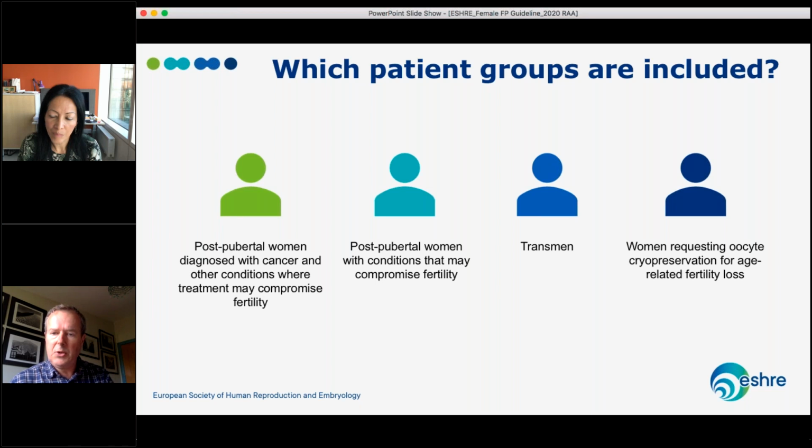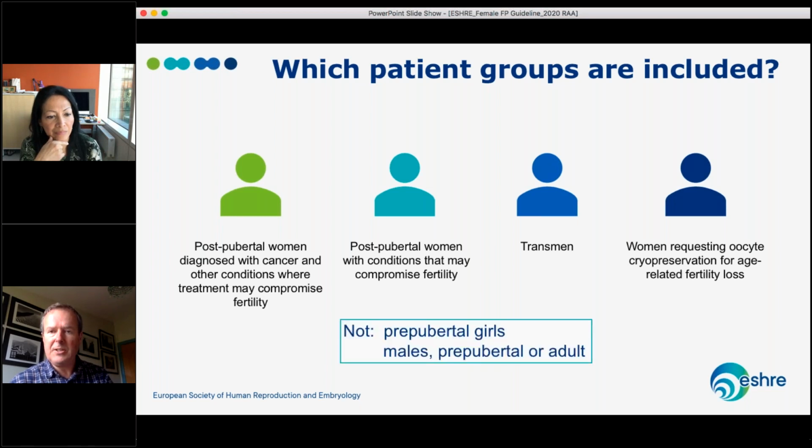And we also included women who were requesting oocyte cryopreservation for age-related fertility loss. And of course, this is therefore not a comprehensive overview of every group for whom fertility preservation might be needed. And we specifically did not include prepubertal girls, and we didn't include males, either prepubertal or adult.